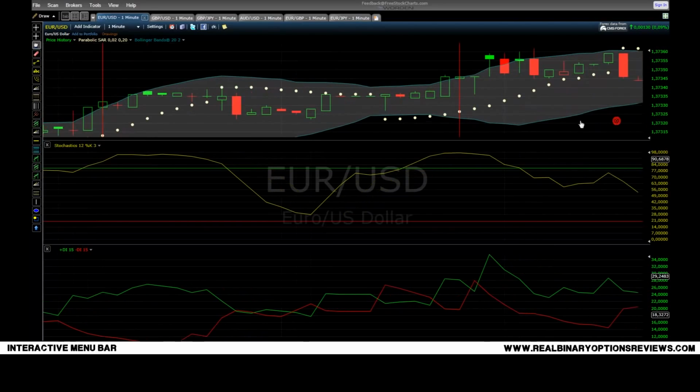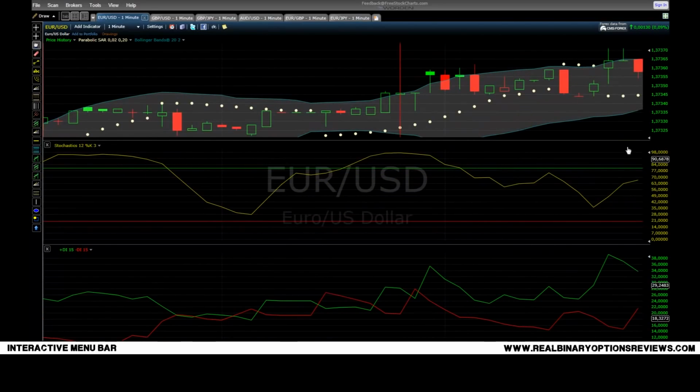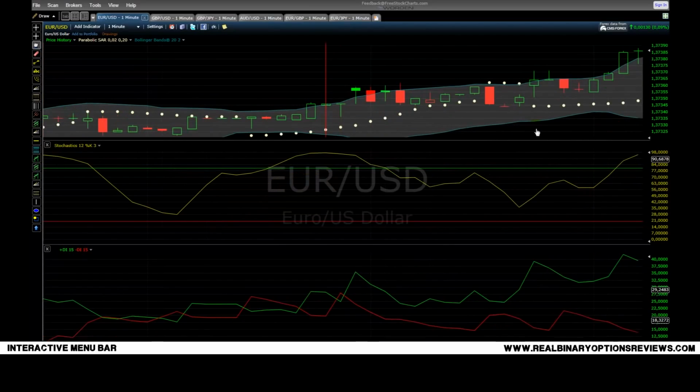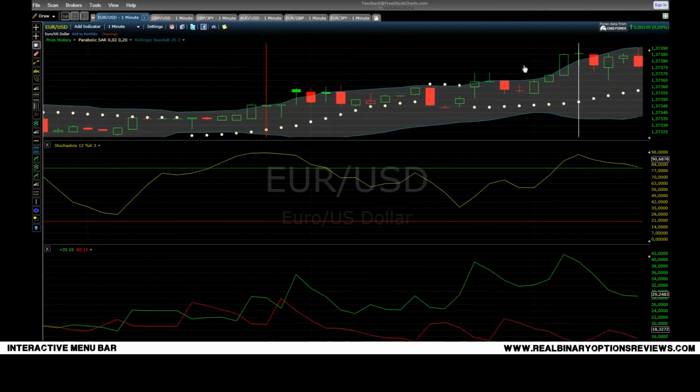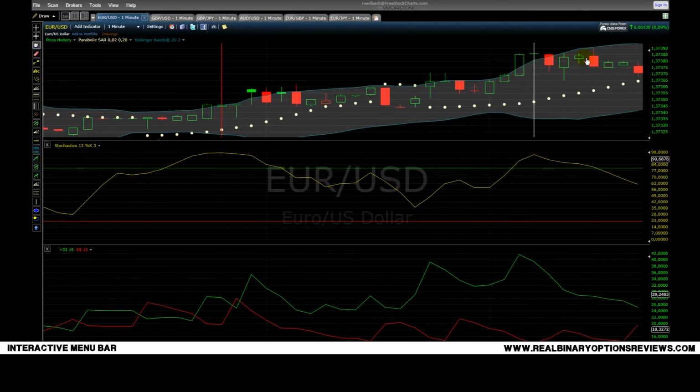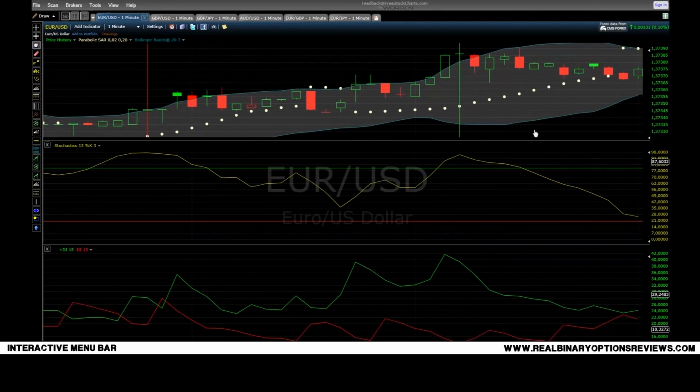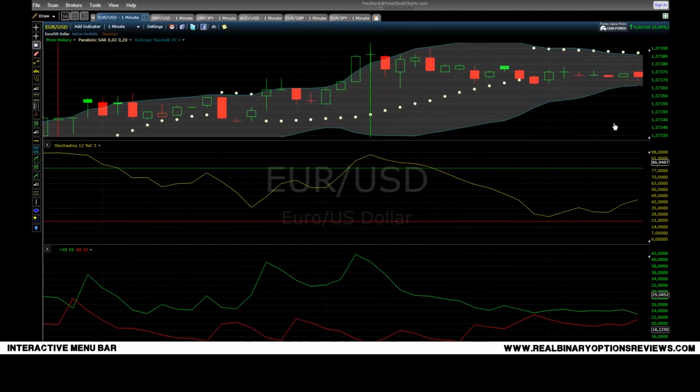So I'm going to mark this red, and just let's go on. So again, I'm waiting for the stochastic, okay, and on closure of this green candle, I would enter down. Again, 5-minute expiry, 1, 2, 3, 4, 5, and this would be a winning trade. So I'm going to mark this with a green line. And okay, so let's go on.